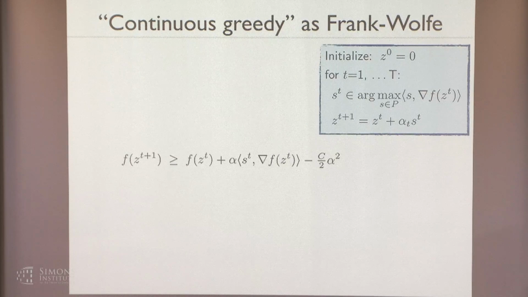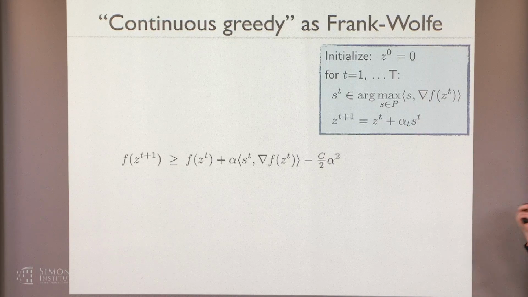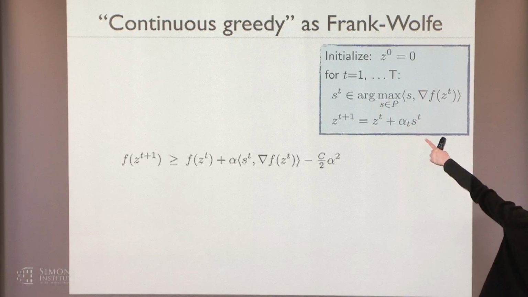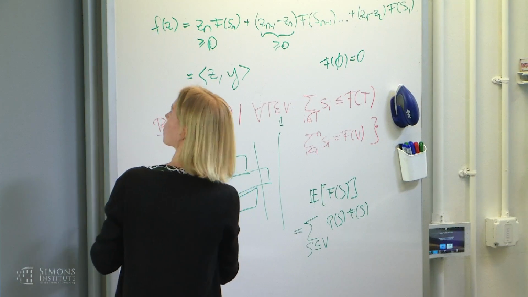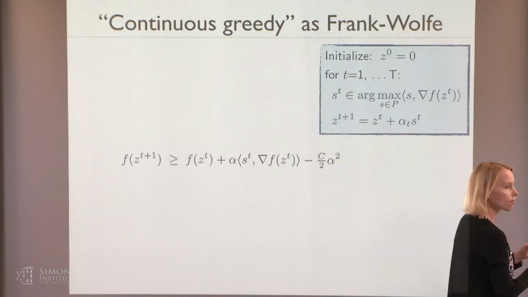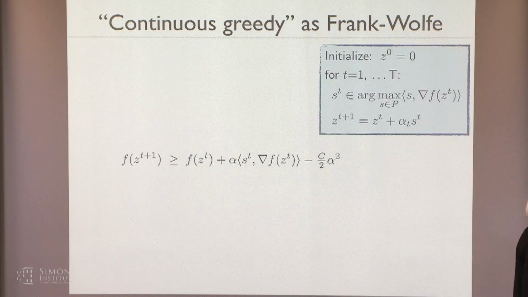Because it's not clear to me why you stay in the polytope. Oh yeah, I will argue it depends how you set the alpha. Essentially, the idea here is that you start at 0, and you set alpha to 1 over capital T. So in the end, you have taken T steps, and in each step, you take a corner, and you add it with fraction 1 over T. You do that T times, you get a convex combination. Yeah, but it depends how you set alpha.